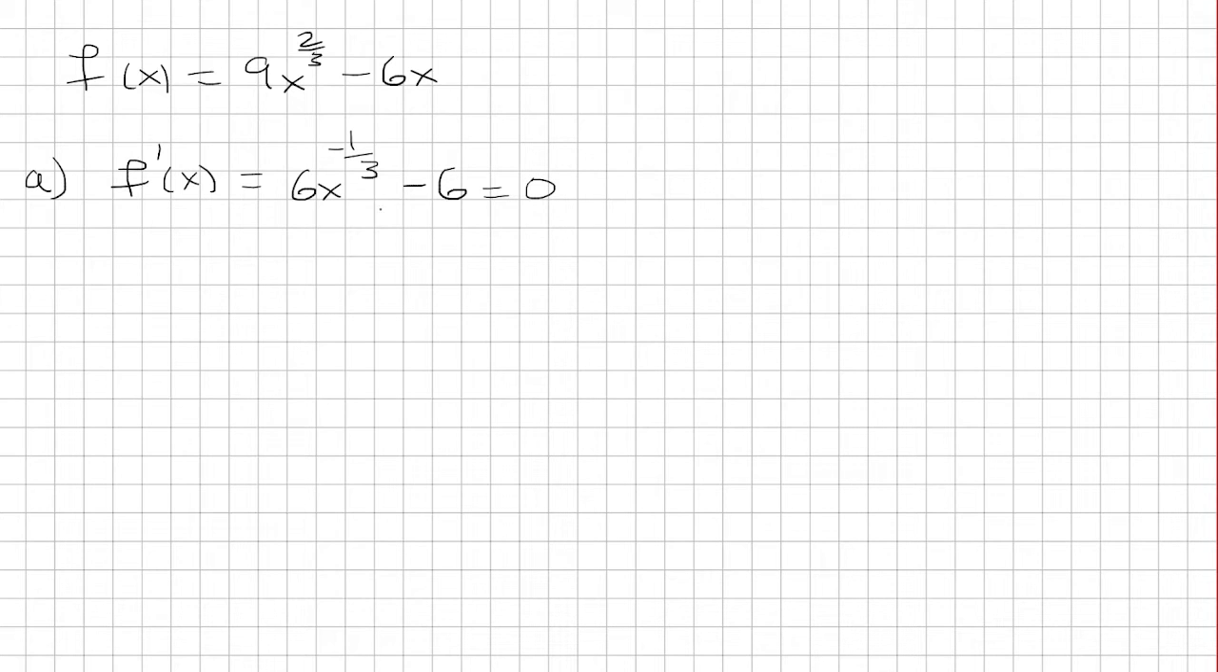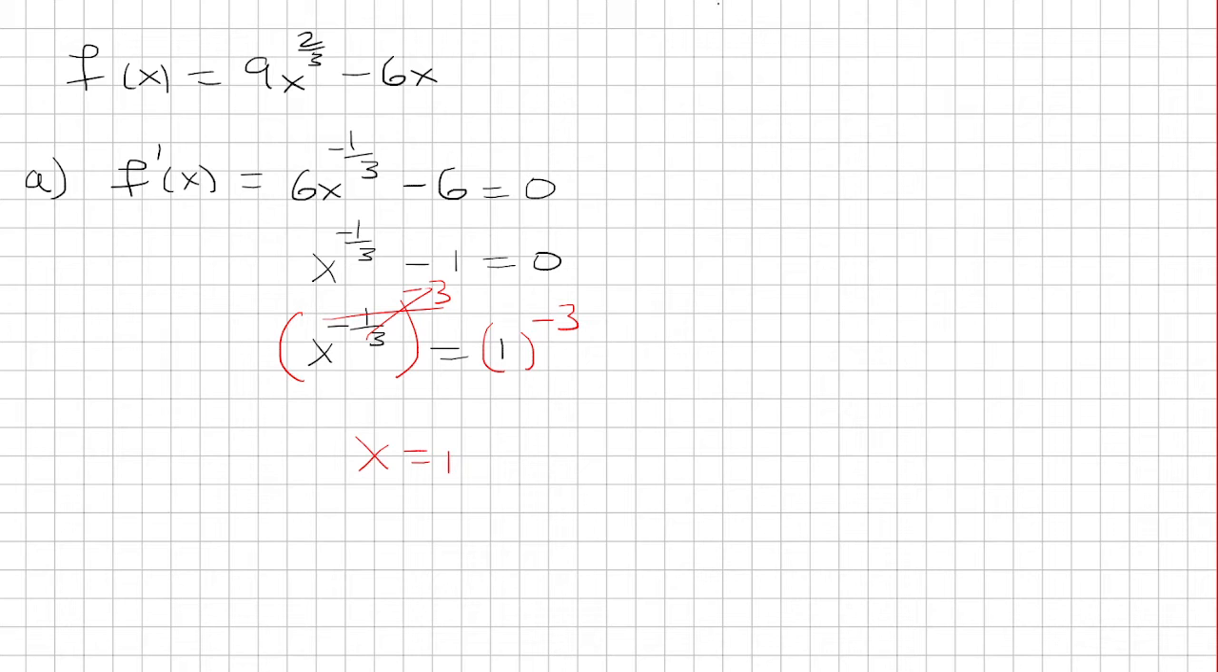For the critical numbers, you want to set the derivative equal to 0 and to see when it's undefined. Let's first set this equal to 0. Dividing both sides by 6, we get x^(-1/3) minus 1 is 0. Add 1 to both sides. And now we're going to raise both sides to the negative third power, and so these are going to cancel. We're left with x equals 1.